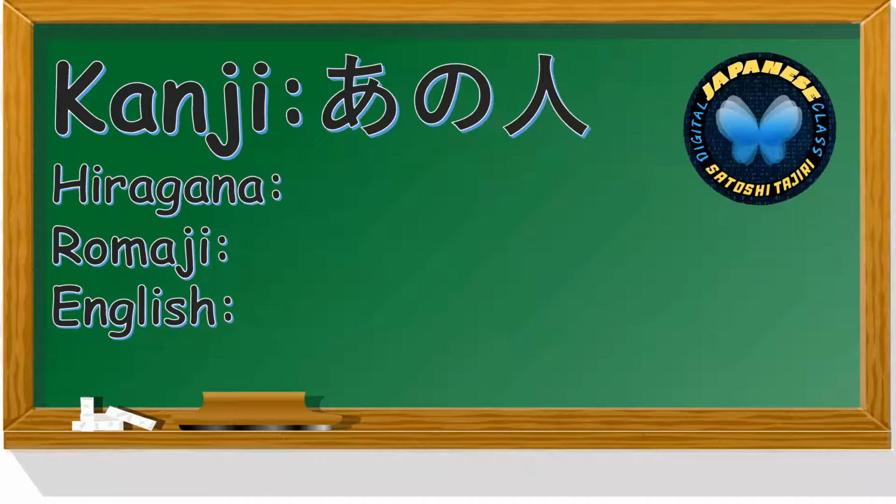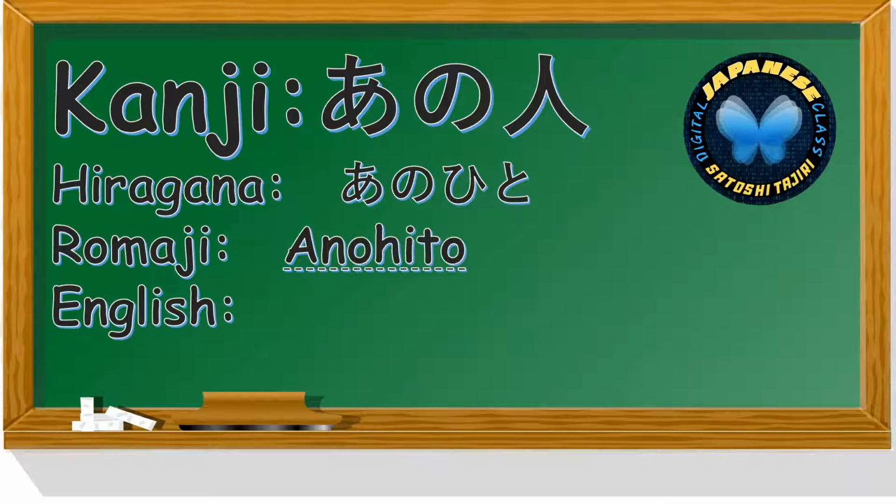The next kanji is ano hito. So for this one, we have ano hito, and for romaji we have anohito. So what is the meaning of anohito? It means that person, he or she.